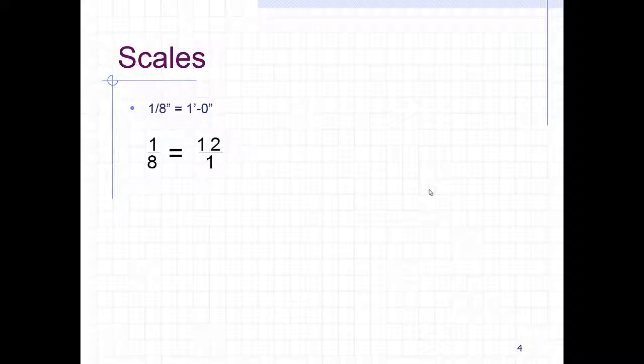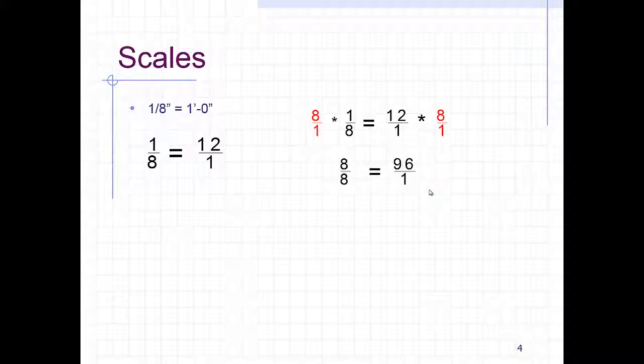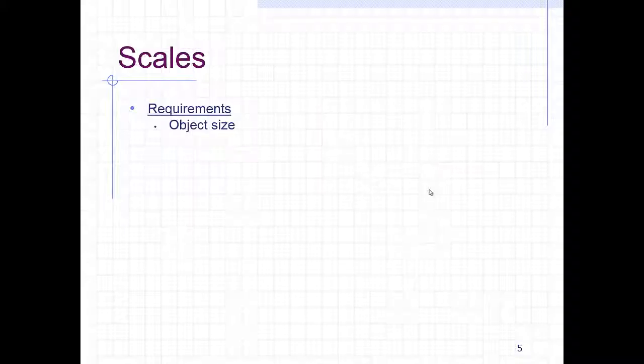1/8 inch equals a foot, very similar example. I'm going to take both sides times 8. That's going to give me a 1 to 96 ratio. So as you can see, this represents something 96 times larger. So this is actually half the size of the 1/4 inch equals a foot.